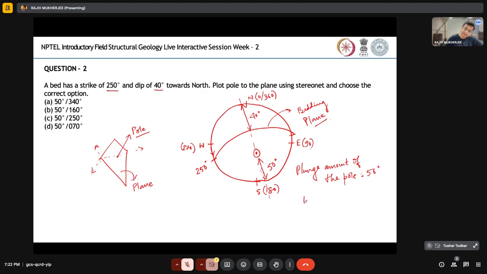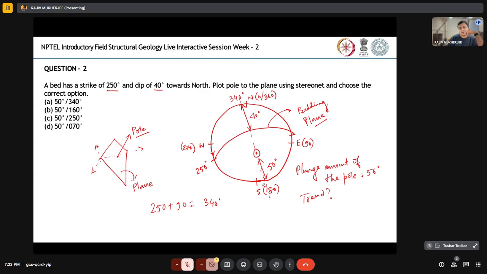But then what will be the trend? So if you go like this, obviously if we follow the right hand rule, the dip direction would be towards north. That means 250 plus 90 would mean it is 340, right? So 340 will be the dip direction.